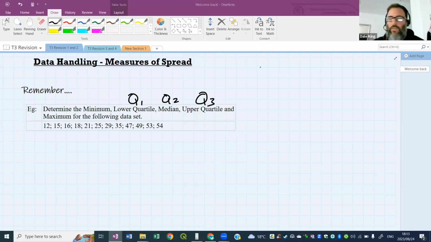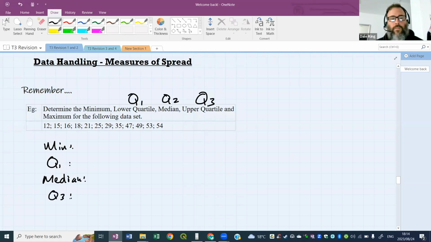All right, ladies and gents, let's see how we did here. Okay. So I'm going to write here min, Q1. I'll write median. I'm not going to say Q2 because we're all used to median. I'll write Q3. And I'll write max. All right. Minimum and maximum, easy peasy lemon squeezy. 12 and 54.